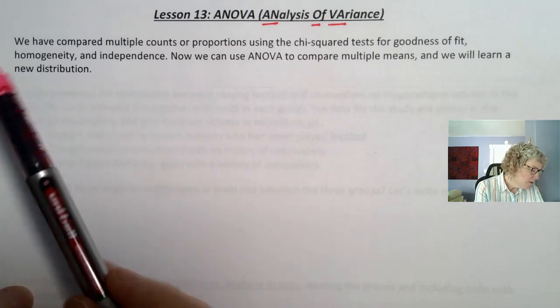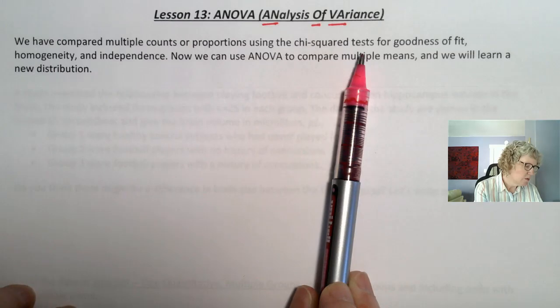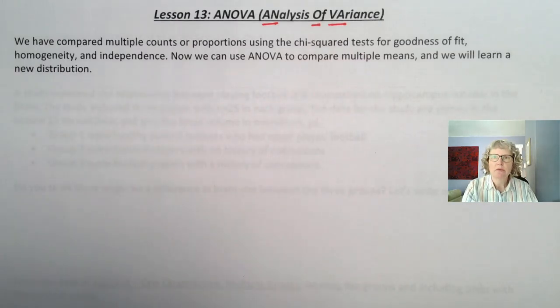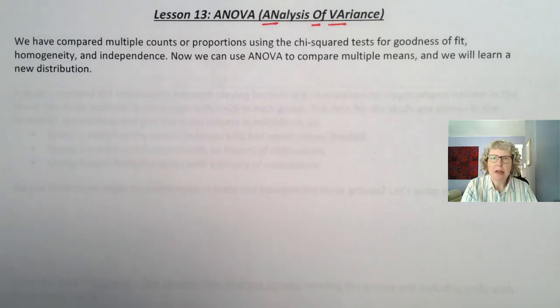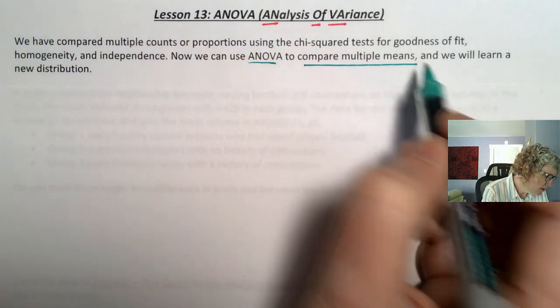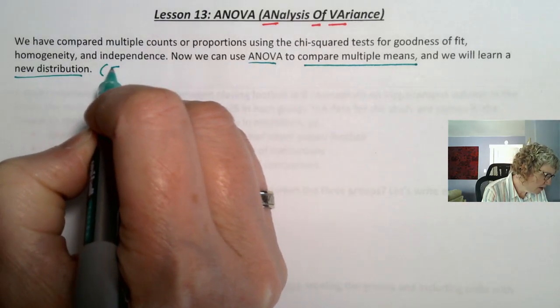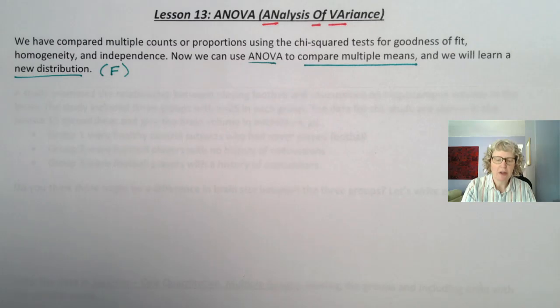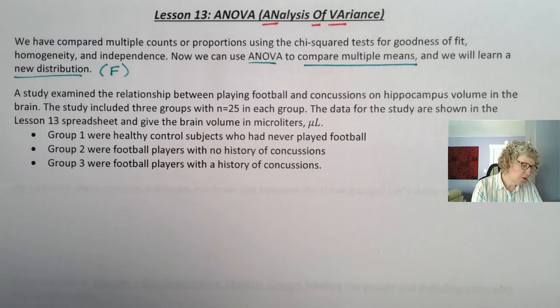As we've done before, we've compared multiple counts or proportions, and remember we used the chi-squared test when we did that, and those were tests of goodness of fit, homogeneity, and independence. Now we're going to use ANOVA to compare multiple means. And we get to learn a new distribution, called the F distribution. We're going to learn all about that. So let's look at an example that we'll use in this lesson.